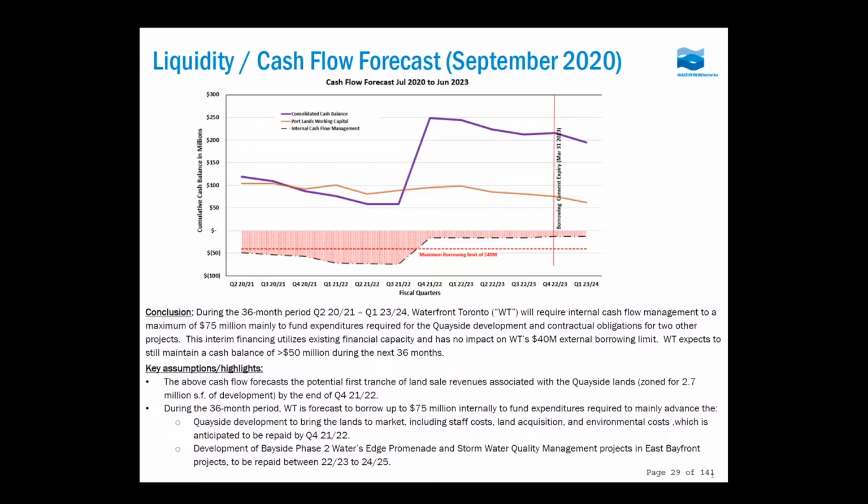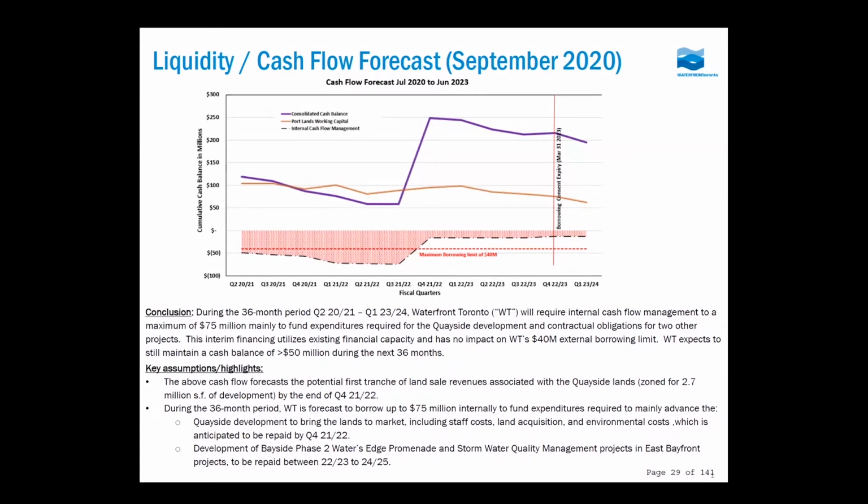And what we've said is, even if we don't realize the first tranche of Quayside for another year, we're okay till March 2023 in terms of our cash flow being above zero. It's after March 2023 where there's the risk, where we need either to realize the revenues, or we need greater borrowing flexibility.